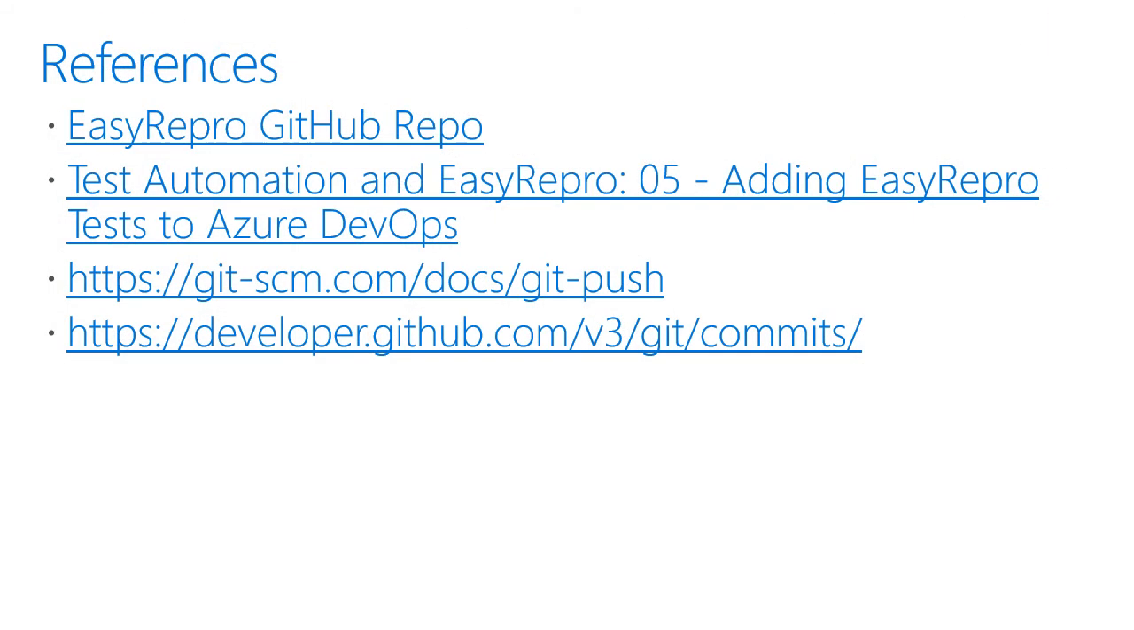Finally, we'll leave with some references, including the EasyRepro GitHub repository, the blog post Test Automation in EasyRepro, adding EasyRepro test to Azure DevOps, which focuses on creating a build pipeline for continuous integration, and a reference to the git push command and the commit command.